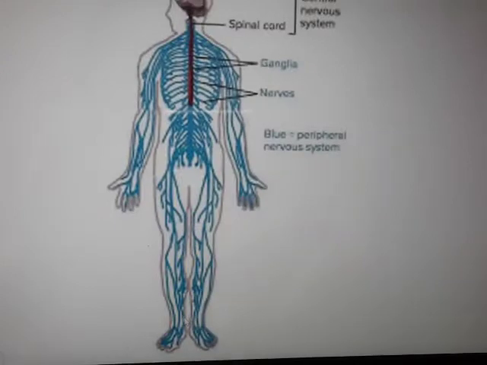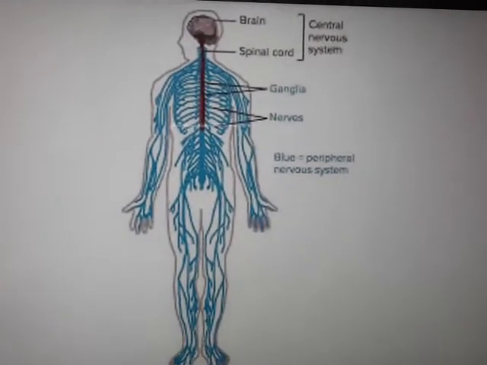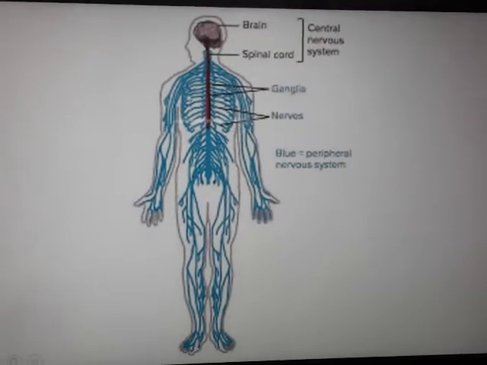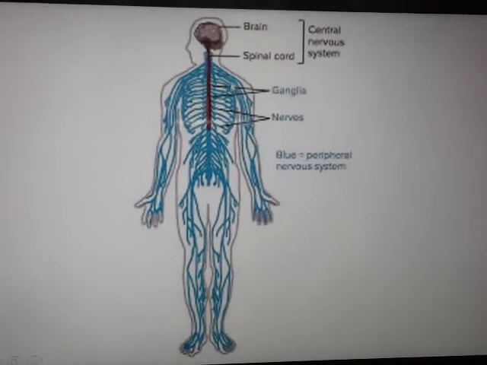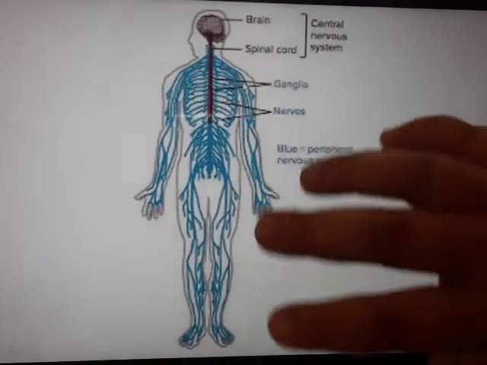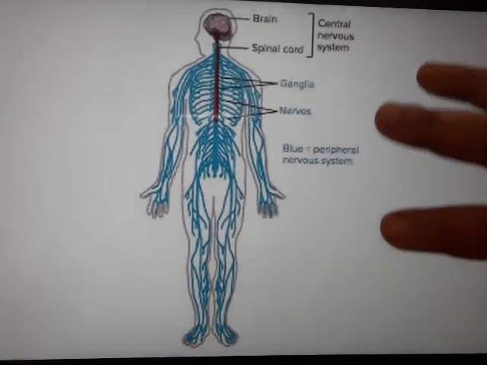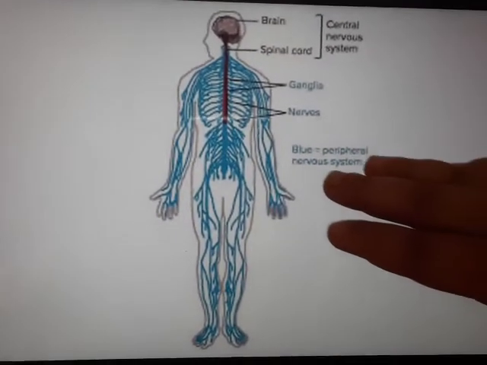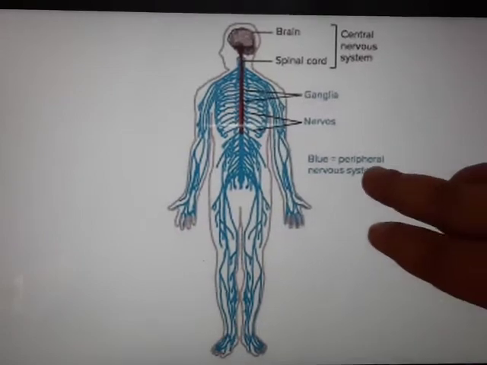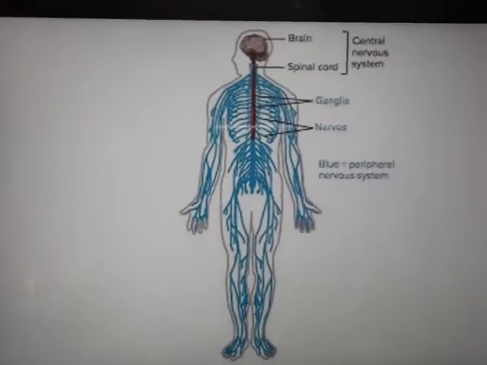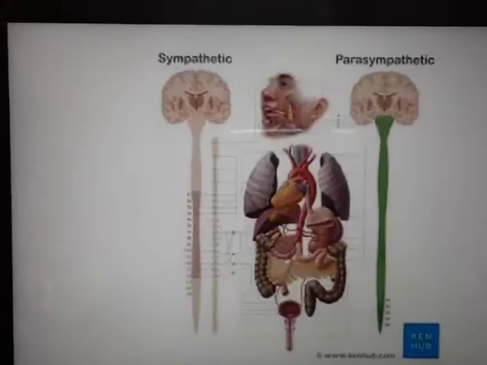function of our brain. Now this is the picture of the nervous system. Brain and spinal cord are the major systems of the CNS. Then these are the ganglia, these are the nerves that are innervating the whole of our body, each and every limb, each and every part of our body. Then the blue part is the peripheral nervous system, and this was brain and spinal cord. This was the CNS, the central nervous system.